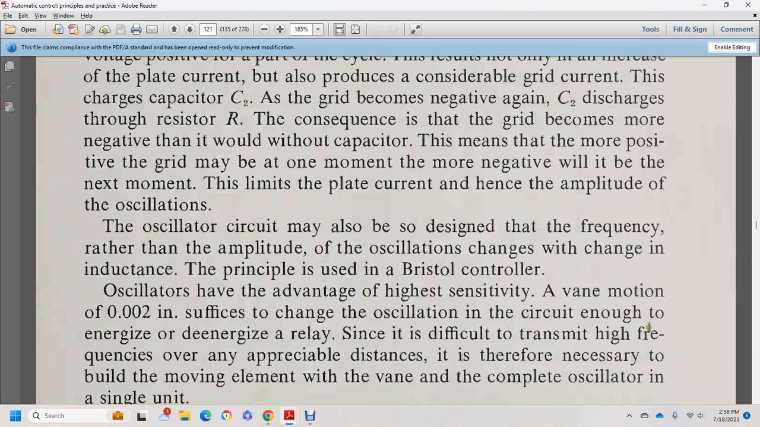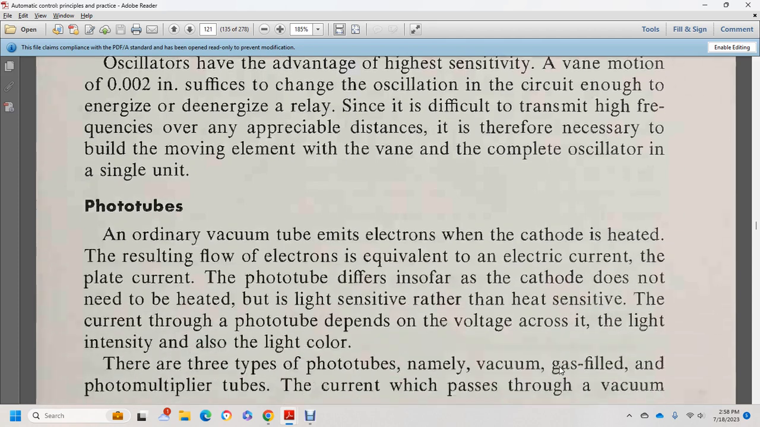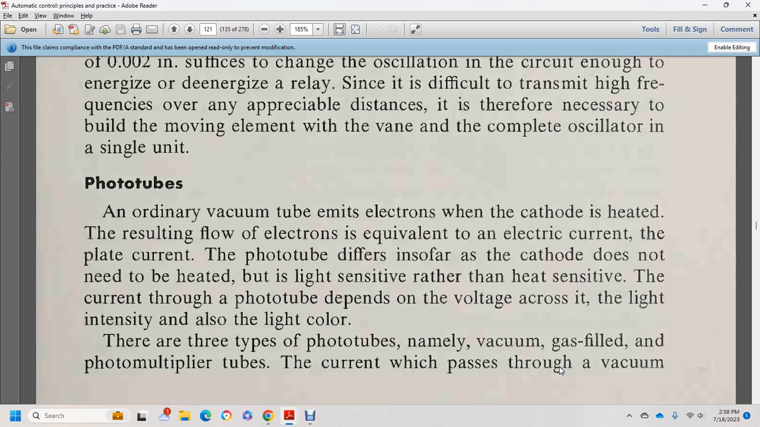Since it is difficult to transmit higher frequency over an appreciable distance, it is necessary to build the moving element with a vane and the oscillator as a single unit. Phototubes: ordinary vacuum tubes emit electrons from a cathode heated to produce a flow of electrons, equivalent to the electrical circuit current, the plate current. With the phototube, the difference is that the cathode does not need to be heated, but is instead sensitive to light, and hence its current through the phototube.